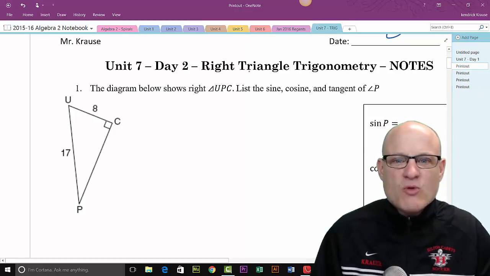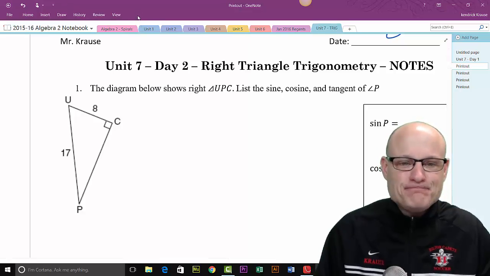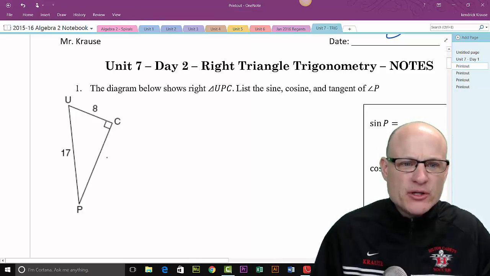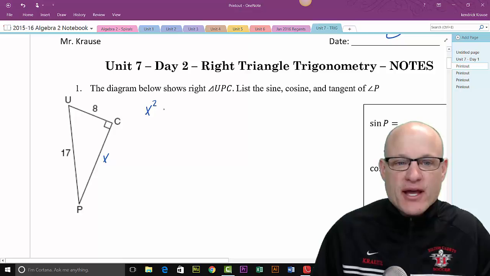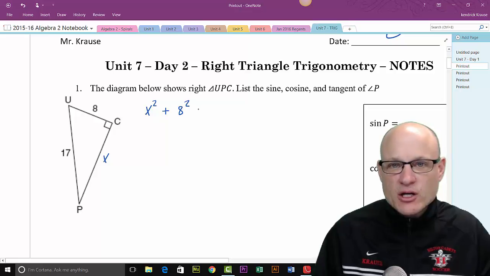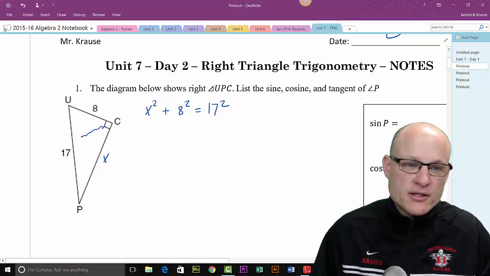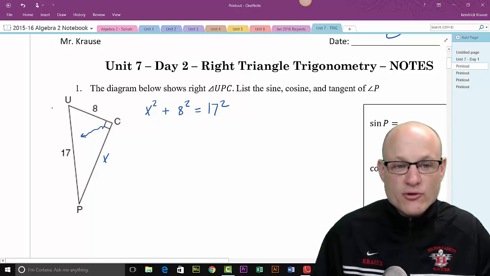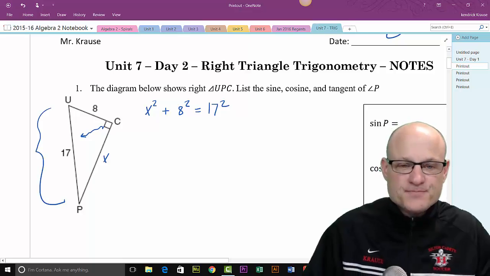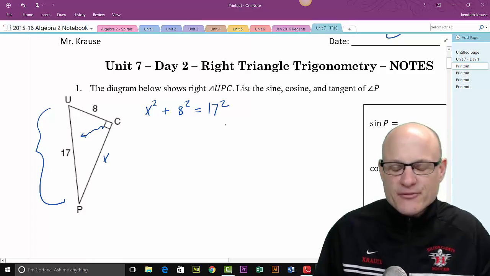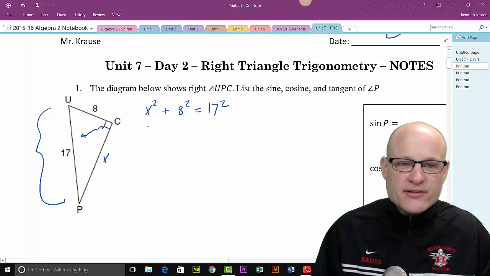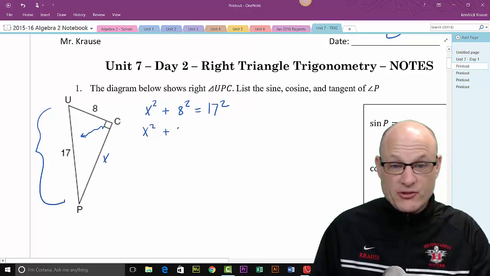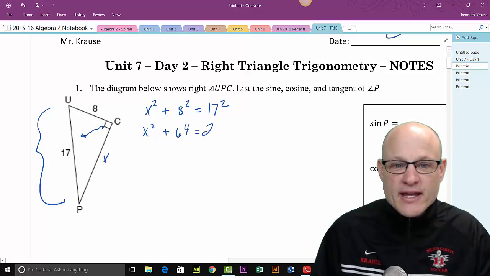Here we go, kids. Right triangle trigonometry today. Now, I hope at some point you have learned how to find missing sides in your lifetime using that famous thing called the Pythagorean theorem. X squared plus 8 squared equals the hypotenuse squared. The hypotenuse is always found opposite the 90-degree angle. It's also the longest side of the triangle. Sometimes that's hard to figure out, but not often. At any rate, in this case, it's x squared plus 64 equals 289.